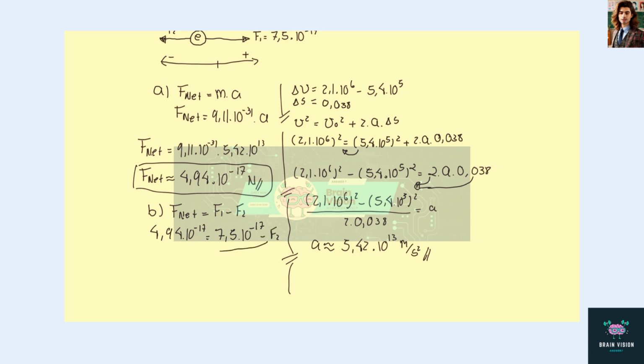We can do that by sending this term to this side and this term to this side. So we get F2 is equal to 7.5 times 10 to minus 17 minus 4.94 times 10 to minus 17. And this gives us a force F2 that is equal to 2.56 times 10 to minus 17 newtons. And this is the answer of the second item.